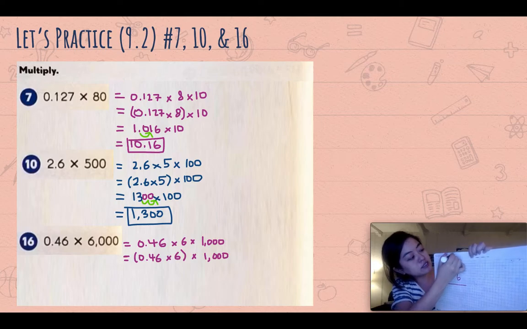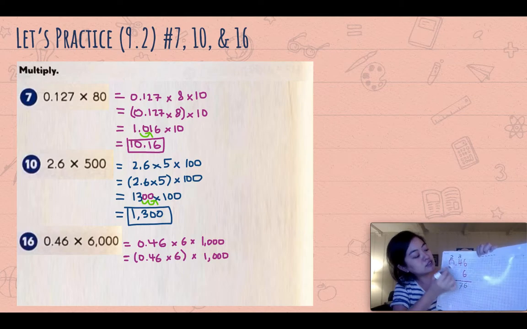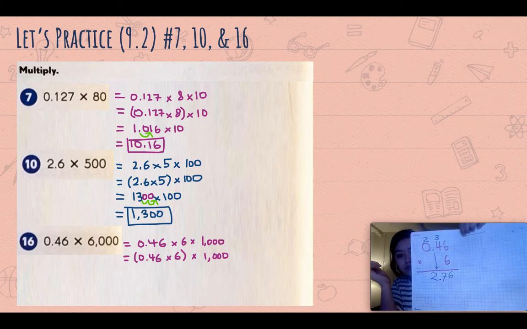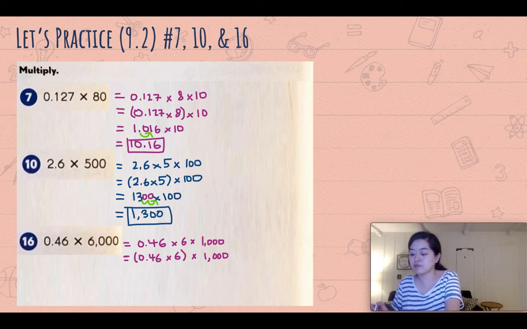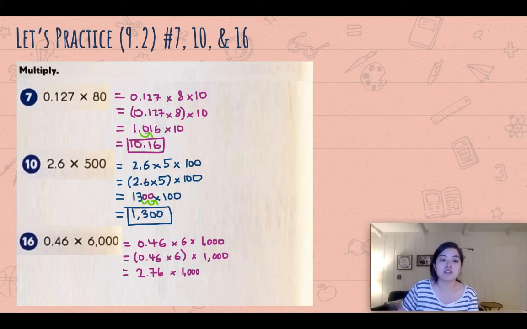6 times 6 is 36. 6 times 4 is 24, plus 3 is 27. 6 times 0 is 0, plus 2 is 2. And then we're going to drop the decimal point right here. All right. And let's put that there, okay, on the screen.